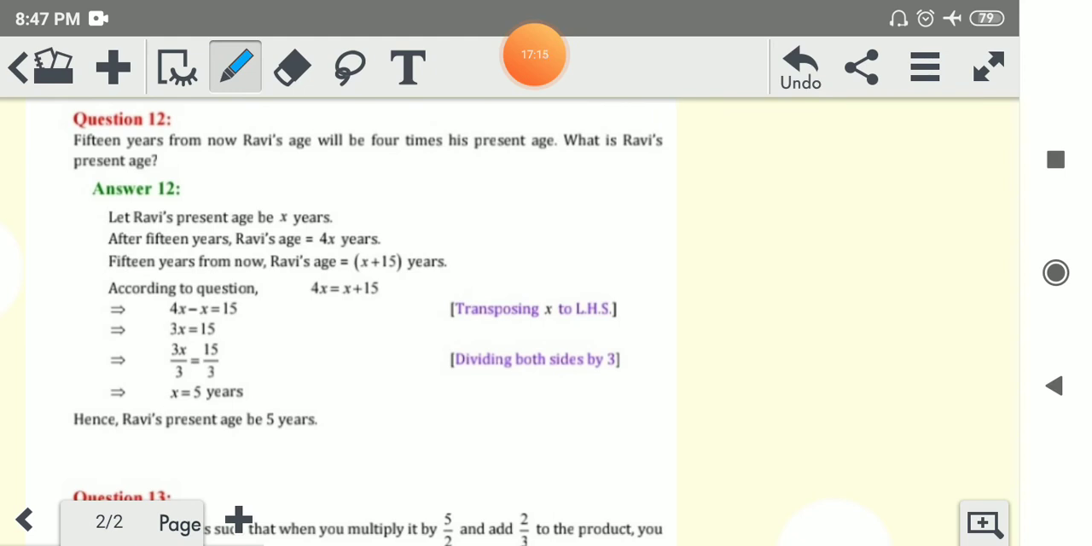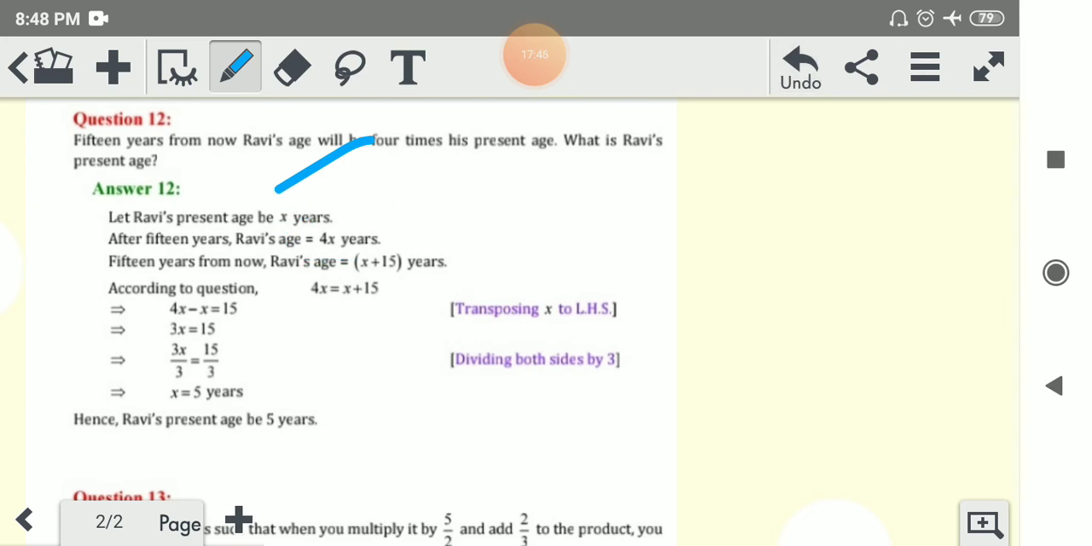Question number 12: 15 years from now, Ravi's age is 4 times his present age. Means Ravi's age will be 4 times his present age. What is his present age? So we let the present age of Ravi be x, and after 15 years it becomes 4x.